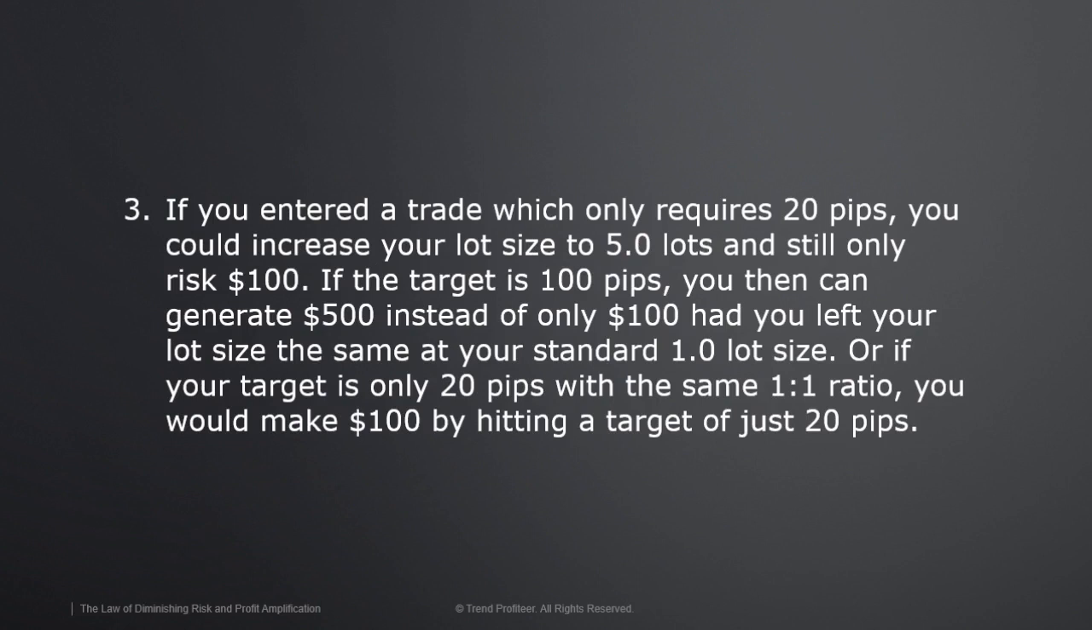And if you entered a trade which only requires 20 pips, you could increase your lot size to 5 lots and still only risk $100. Okay. If the target is 100 pips, you then can generate $500 instead of only $100 had you left your lot size the same at your standard one lot size. Or if your target is only 20 pips with the same 1-to-1 ratio, you would make $100 by hitting a target of just 20 pips.